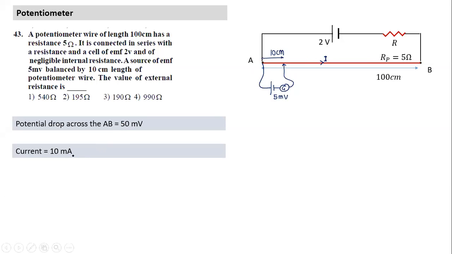Once we get the current, can we find out the resistance R? The potential drop across AB is 50 millivolts. If I write also in millivolts, the EMF is 2000 millivolts. 50 millivolts is here. The remaining potential drop is across resistance R. So the potential drop across R is 2000 minus 50, which is 1950 millivolts. The current is given as 10 milliamperes. So potential is given, current is given, so we can find resistance equal to V by I, which is 195 ohms. Okay, so let's move on.